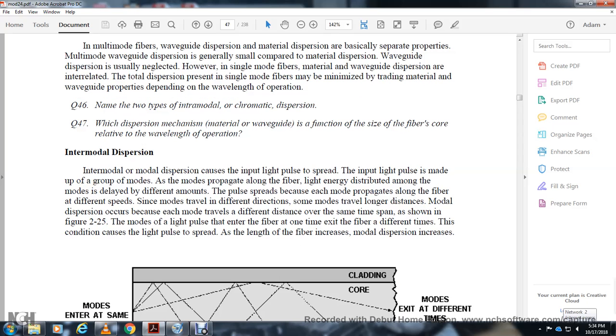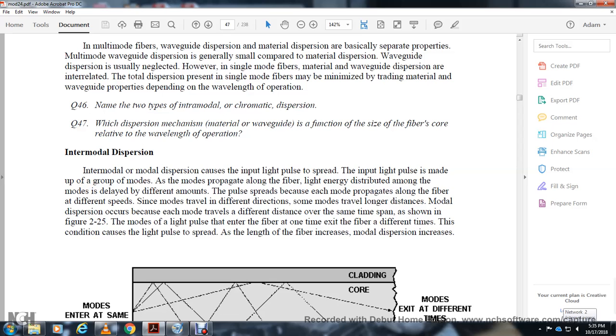Intermodal dispersion. Intermodal dispersion occurs because the input light pulse is spread among a group of modes propagating along the fiber. The light energy is distributed among all the modes, and each is delayed by a different amount. Each mode propagates along the fiber at a different speed, since the modes travel in different directions. Some of the modes travel a longer distance. Modal dispersion occurs because each mode travels a different distance over the same time span.